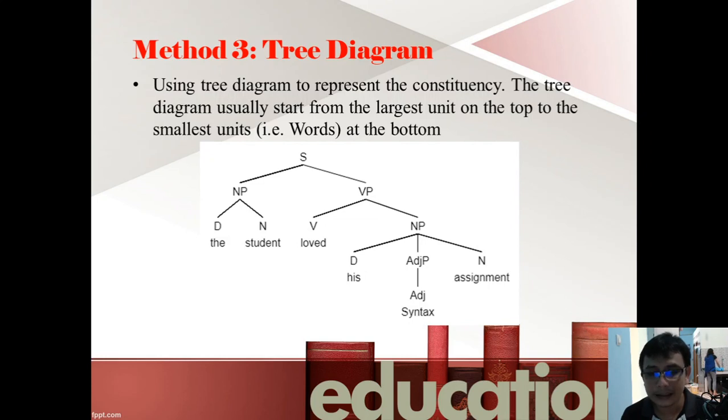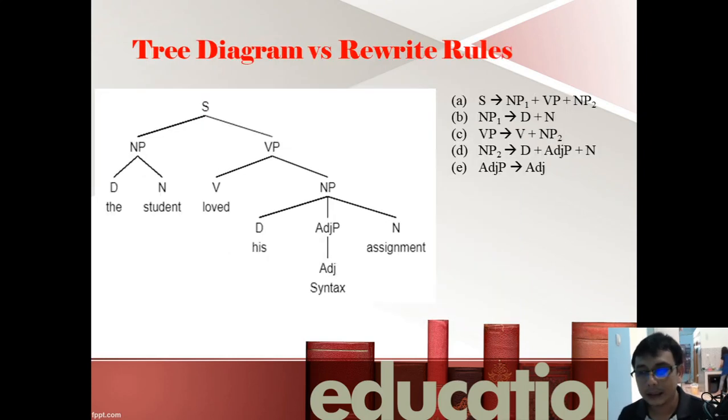If we can read this, we can read this something like a sentence consists of noun phrase and verb phrase. The first noun phrase in turn is a combination of determiner plus noun, and then the VP consists of verb plus NP, and the second NP consists of determiner, adjective phrase, and noun, and the adjective phrase consists of one adjective only, which is syntax, right? Okay, now if you see the comparison, the tree diagram on the left is similar to the representation of the mathematics in the right side.